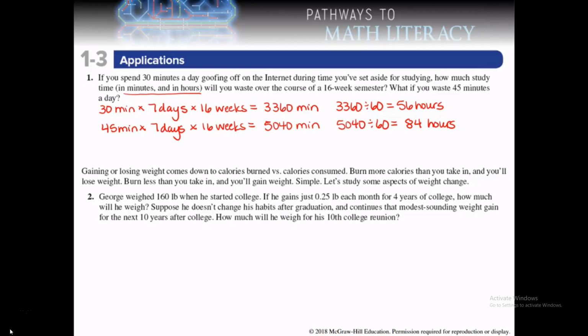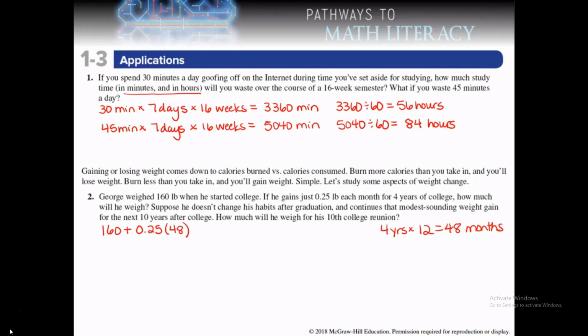Well, then we need to think about how many months are in 4 years. So off to the side here, 4 years times 12 months in a year gives us 48 months. So that's what I need to multiply that 1/4 of a pound by, because that's what he's gaining per month. And that comes out to 172 pounds.